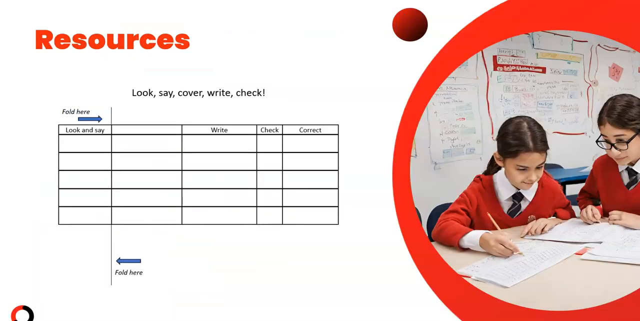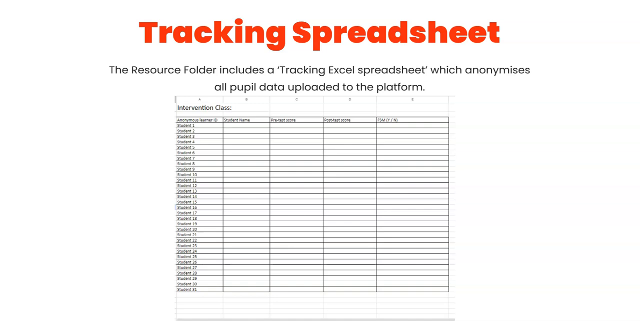In the resource folder, you will find a template. You will also find a one-page guidance on the assessment, as well as FAQs on questions that are often asked. You'll also find a tracking spreadsheet, which allows you to link an anonymous user to the platform.